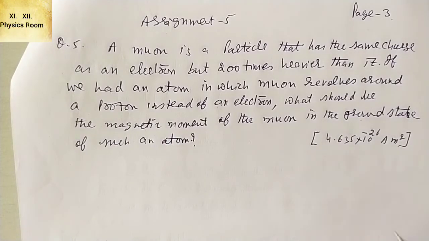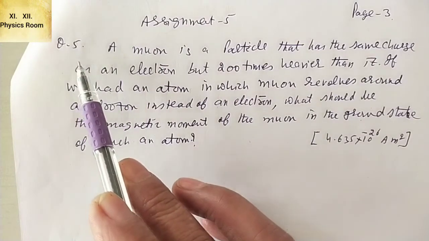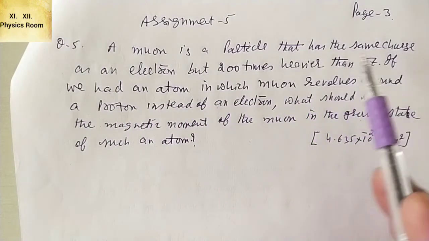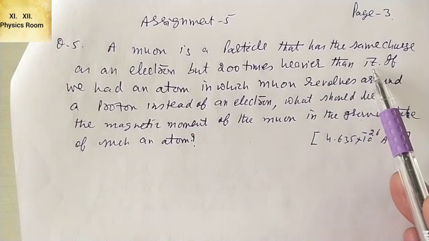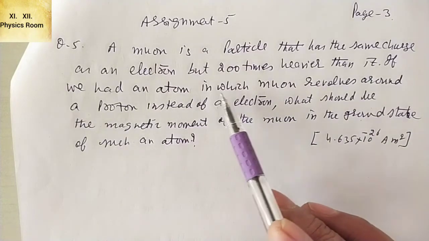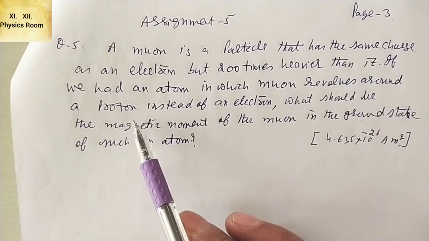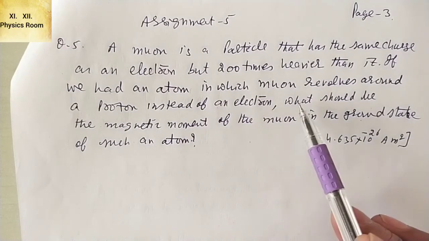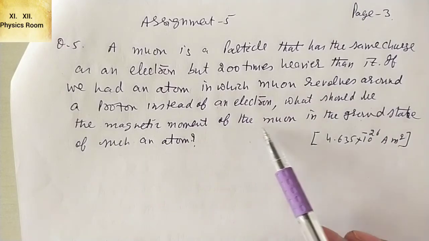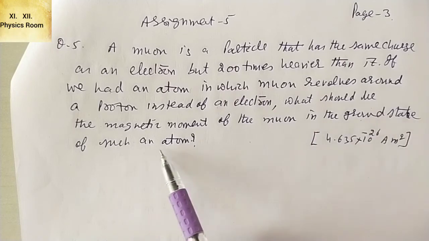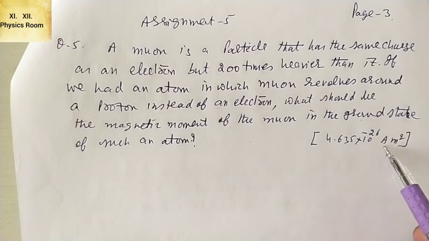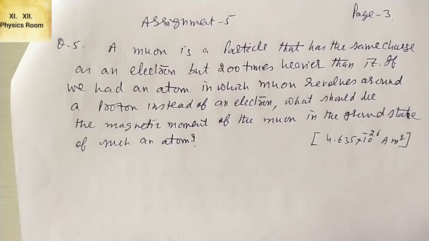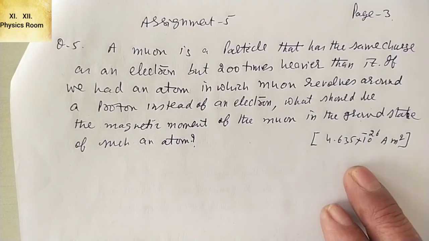Now assignment 5. Question number 5. A muon is a particle that has the same charge as an electron but is 200 times heavier than it. If we had an atom in which a muon revolves around a proton instead of an electron, what should be the magnetic moment of the muon in the ground state of such an atom? So the answer would be 4.635 into 10 raised to power minus 26 ampere meter square. So solve it and arrive at this answer.